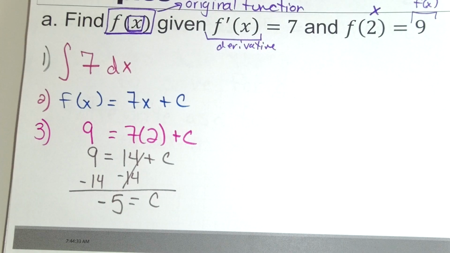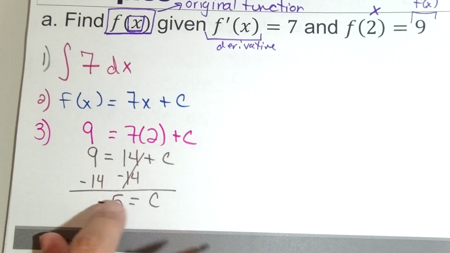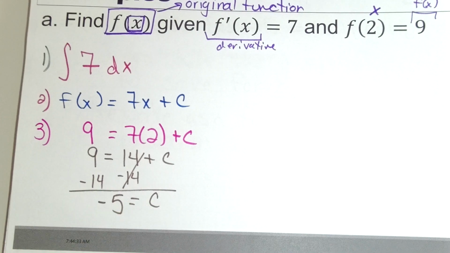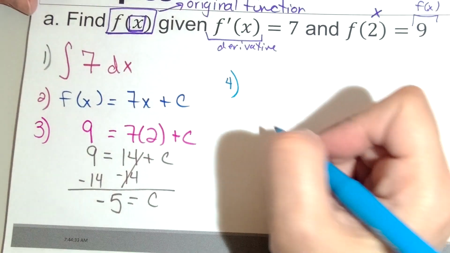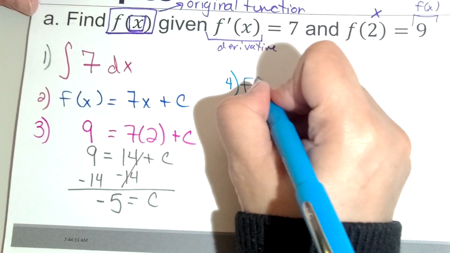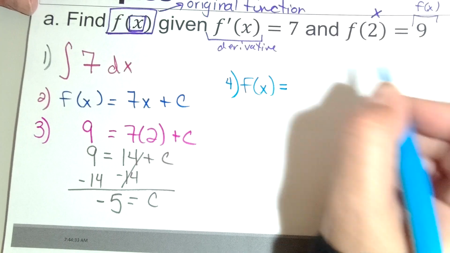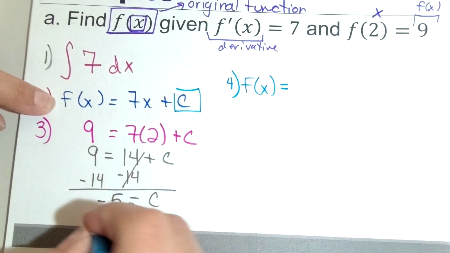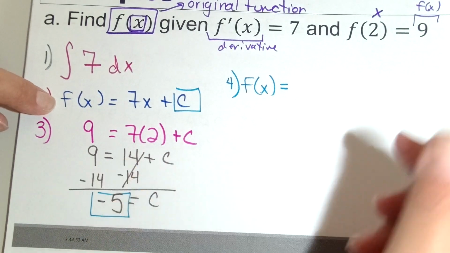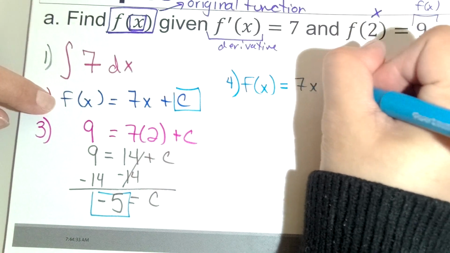A lot of students stop here and think they're done. You're not done because you have to make sure you're rewriting your problem as the original function, because it asks you to find f of x. You've not found f of x, you have only found c. So your final equation, or in this case function, is f of x is equal to, we're going to go back to number 2, but instead of c, we have found c, it's negative 5. 7x minus 5.